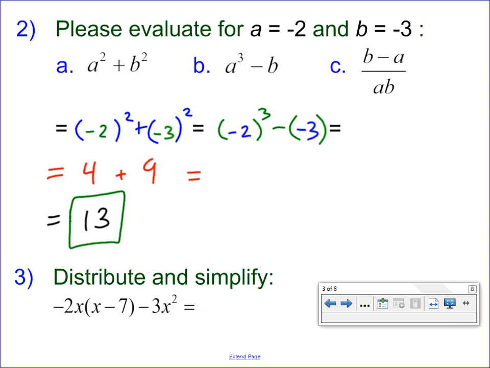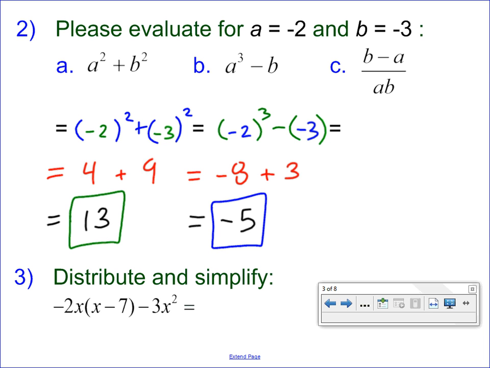-2 times -2 is positive 4. Positive 4 times -2 is -8. So (-2) cubed is -8. And then minus a negative is the same as plus a positive, because subtraction is just adding the opposite. So here we go, -8 plus 3, I'm getting -5. Raise your hand if you also got -5. Hey, that's great news. That bodes well for our activity today.